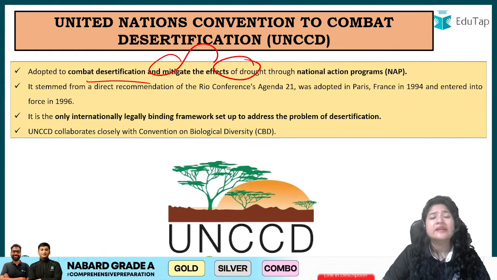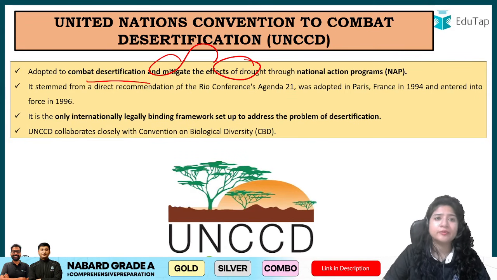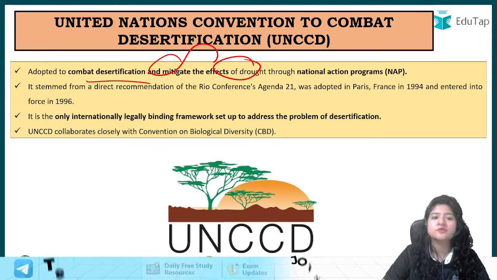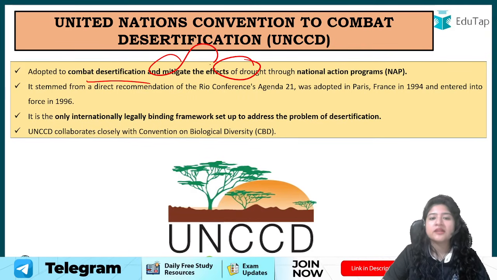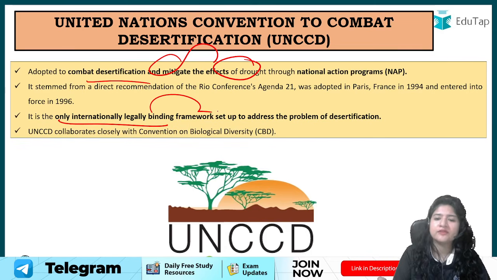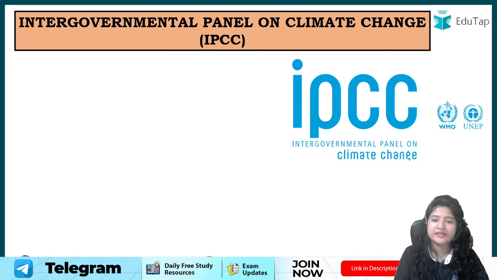Because of like deforestation, excessive global warming, right? Places now they are getting dried up. So this particular convention, that is to combat this desertification, to come up with legally binding framework that would help to fight the problems. That is the basic aim, ठीक है.